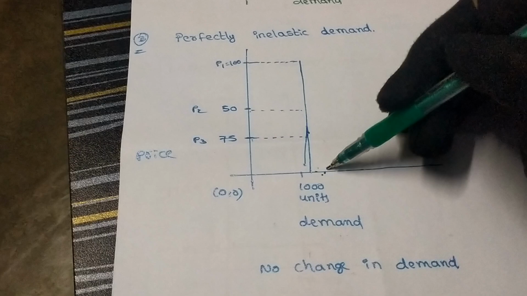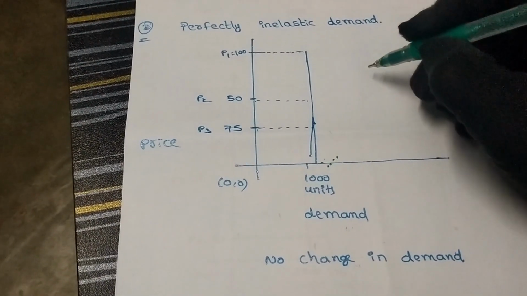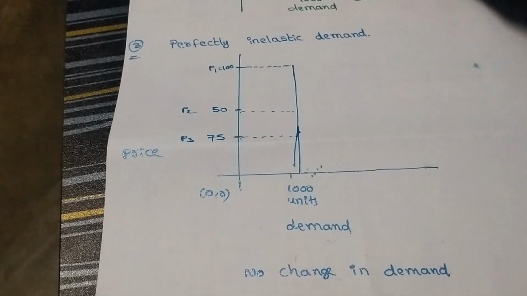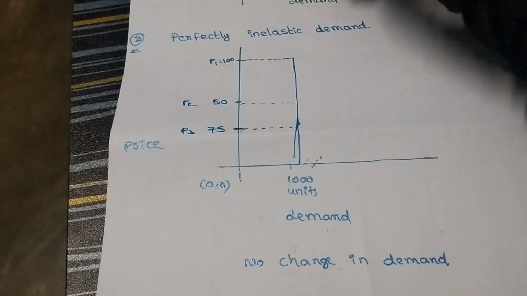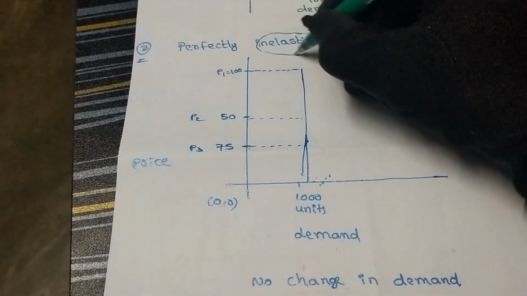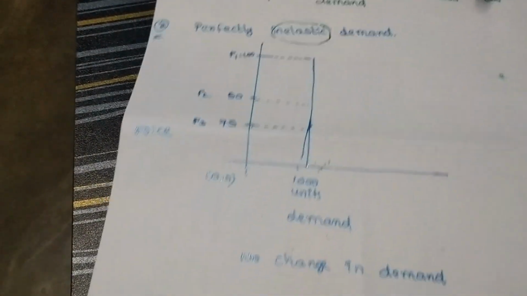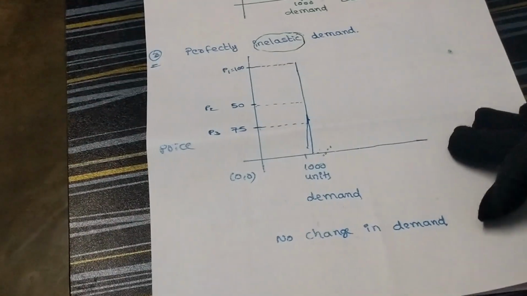1000 units. It is constant. Customers are not ready to purchase the product. Then it is called perfectly inelastic. Inelastic means there is no elasticity. There is no increase in the demand. So this is called perfectly elastic and perfectly inelastic.